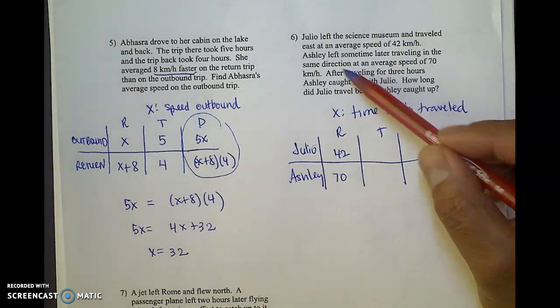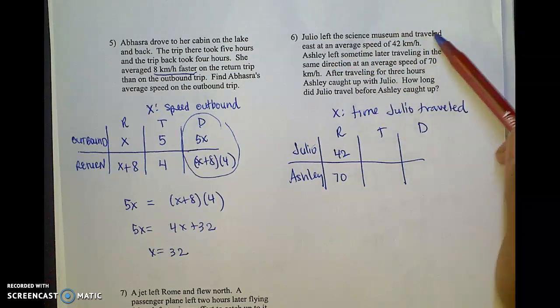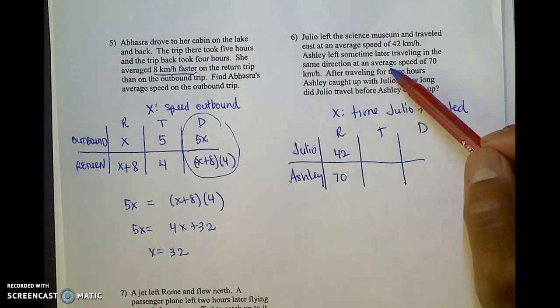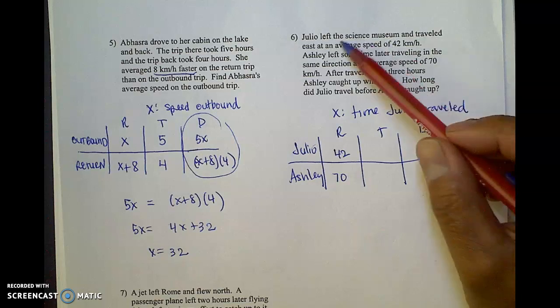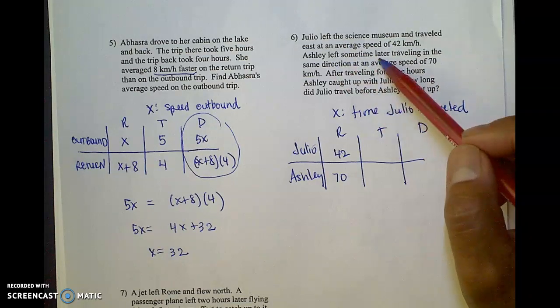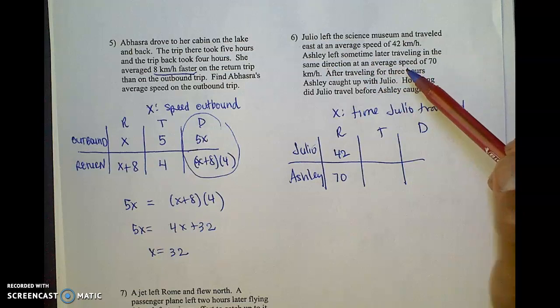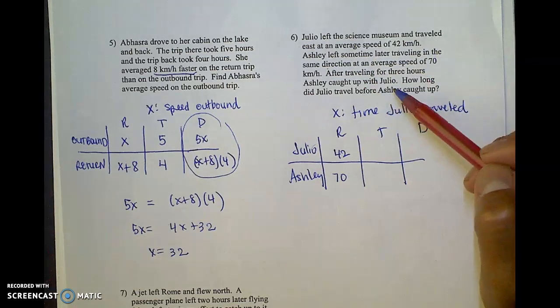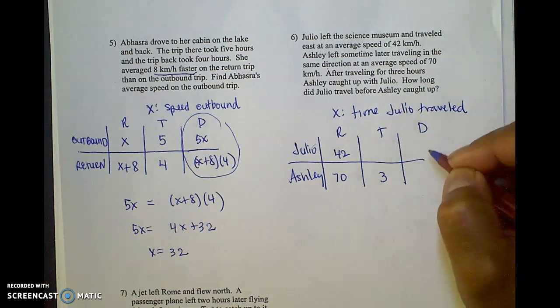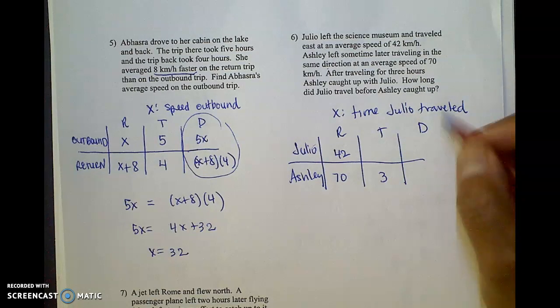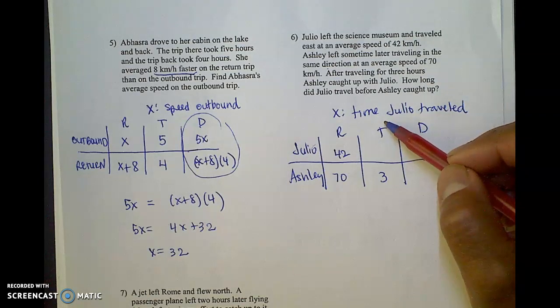Okay, so again, Julio left first. So Ashley left sometime later. So Julio left first in the same direction. So she's basically trying to catch up to Julio, right? They're both traveling in the same direction. Julio left first. Ashley left later, going in the same direction. After traveling for 3 hours, Ashley caught up with Julio. So we know Ashley for sure has been traveling for 3 hours. Again, we don't know Julio's time.